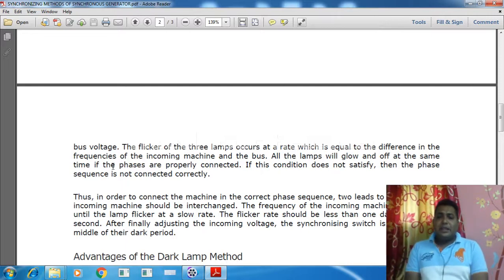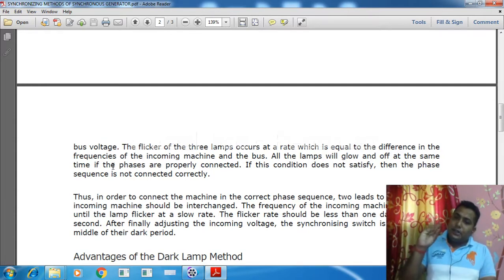Okay, the frequency of the incoming machine is adjusted until the lamp flickers at a slow rate. That means the glow, that flicker, means this one. If it is very low like this, then the frequencies are the same. If it is very high, then it is not synchronized. If it is very low like this, then it is synchronized.